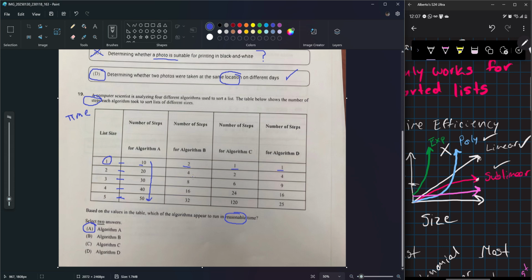So this one, 2, 4, 8, 16, 32. I think this is growing exponentially. 1, 4, 9, 16, 25. This looks like a polynomial function. This one also is exponential. So you're looking at the 2 fastest ones. So A and D.